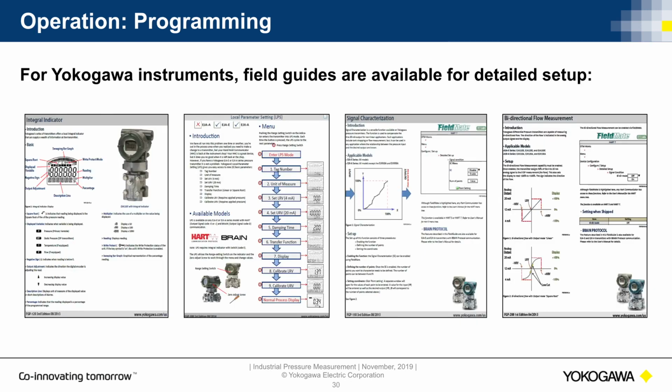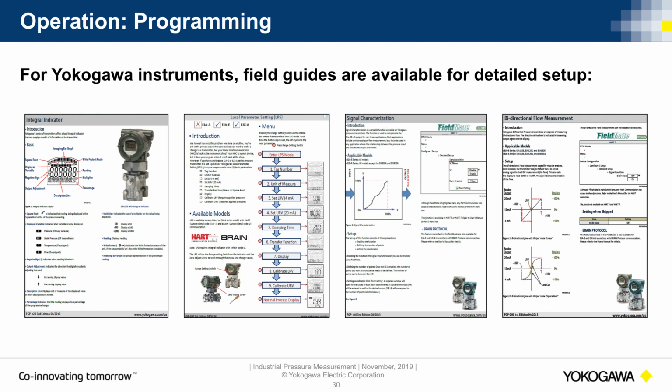So in terms of programming for Yokogawa instruments, we do have a series of field guides that are very good, kind of talking to specific things in terms of the setup or features of our pressure transmitters. So just to talk briefly about a couple of these. So we have one about the indicator itself, setting it up for flow units or square root or level, anything like that, just showing all the functionalities. We have what's called a local parameter setting.